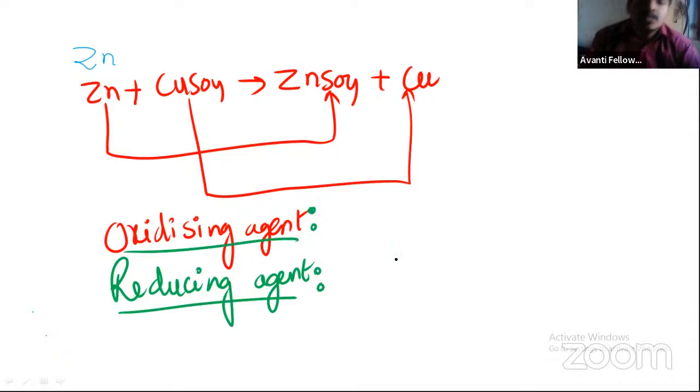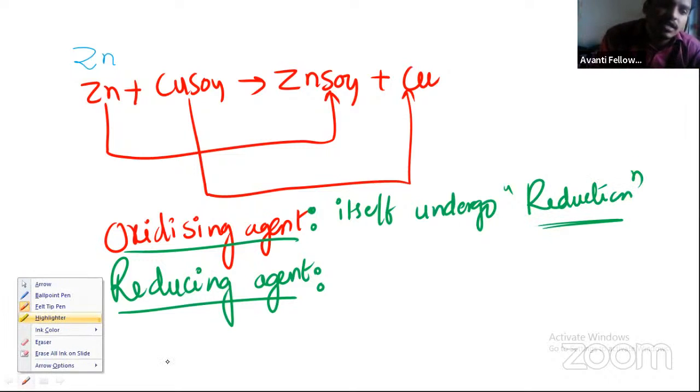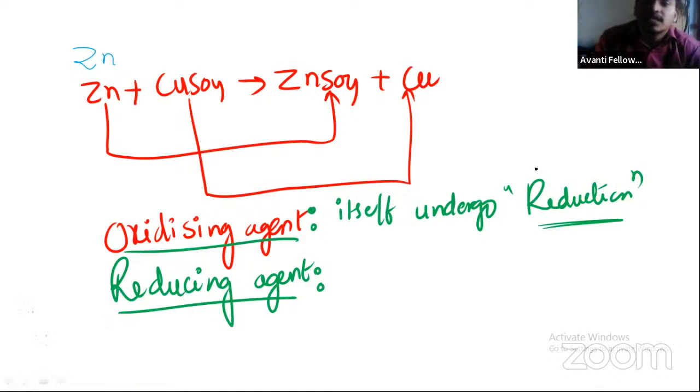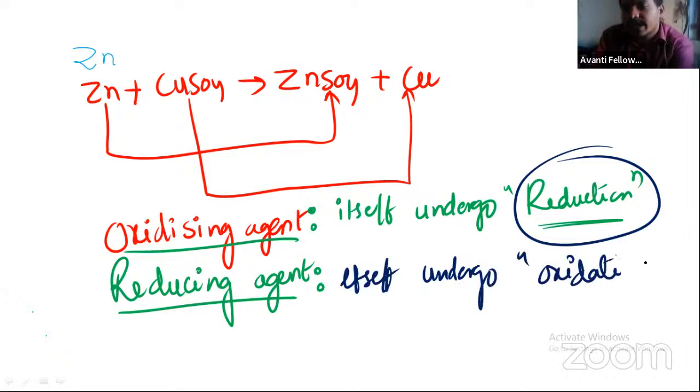What is oxidizing agent? The oxidizing agent itself undergoes reduction. ठीक है? तो जो भी ऑक्सीडाइजिंग एजेंट है, it will undergo reduction. Okay. So what about the reducing agent? It itself undergoes oxidation. I hope it is clear.